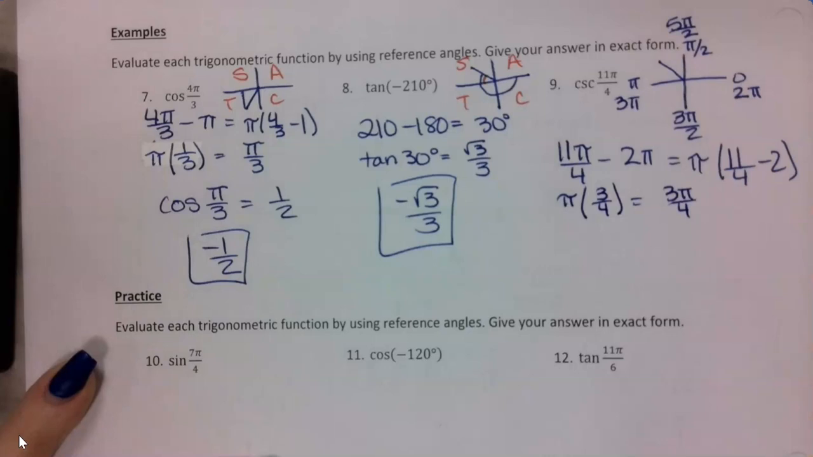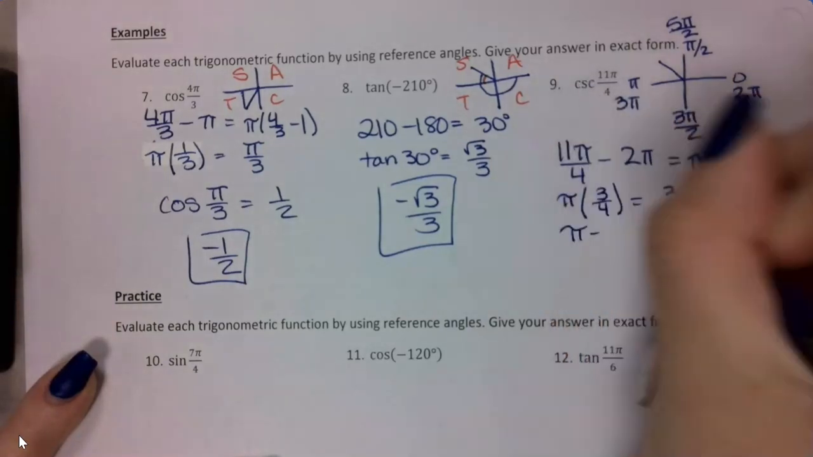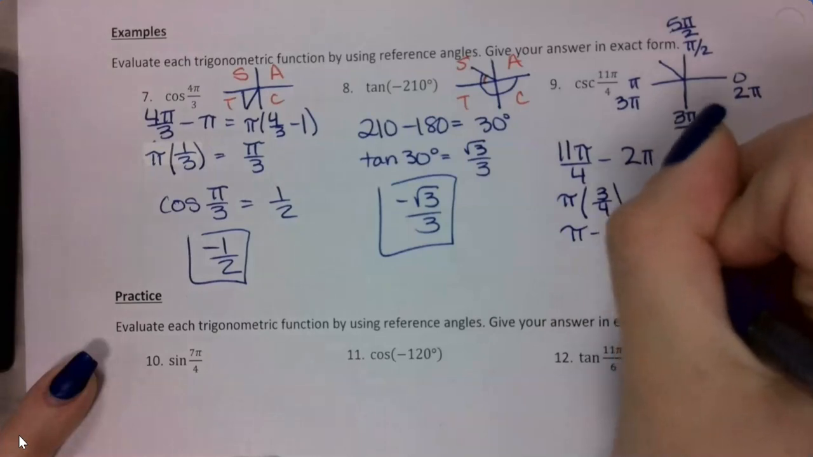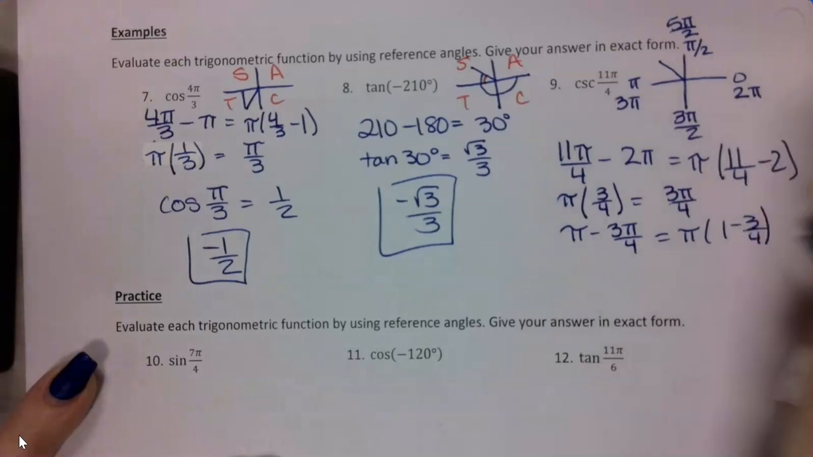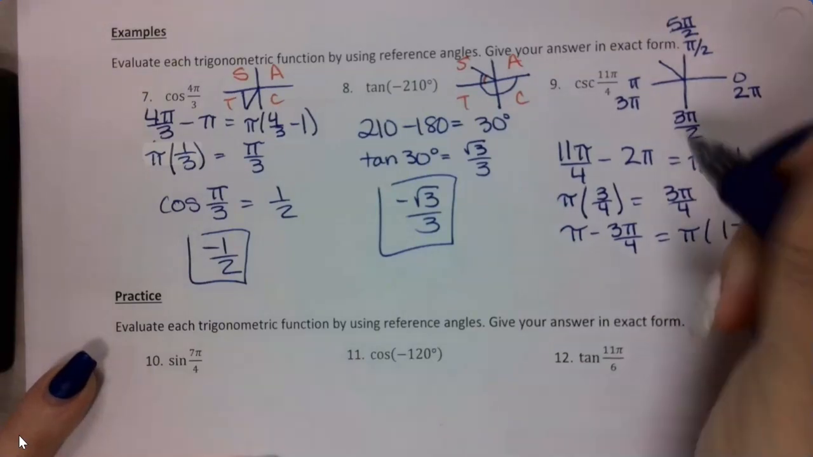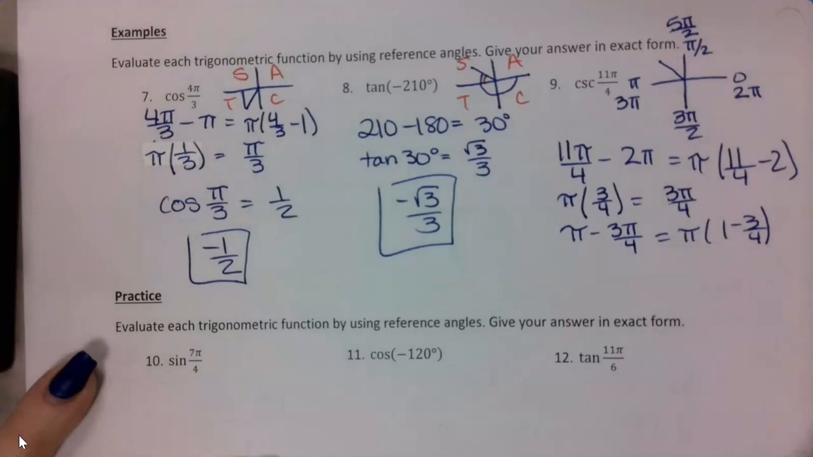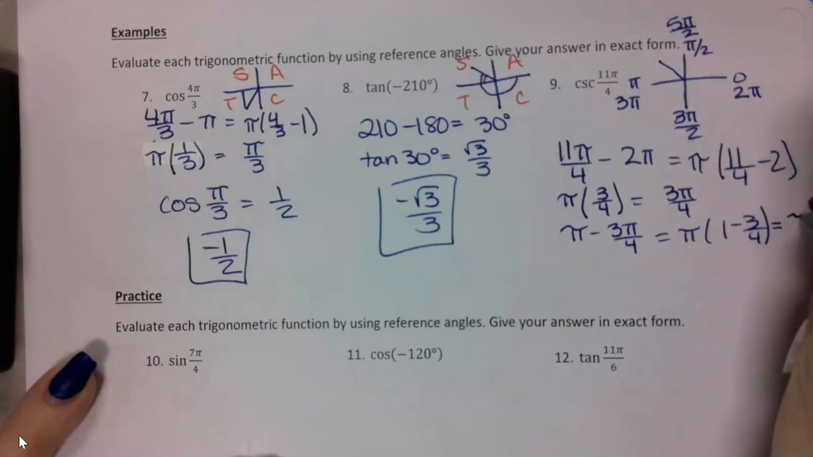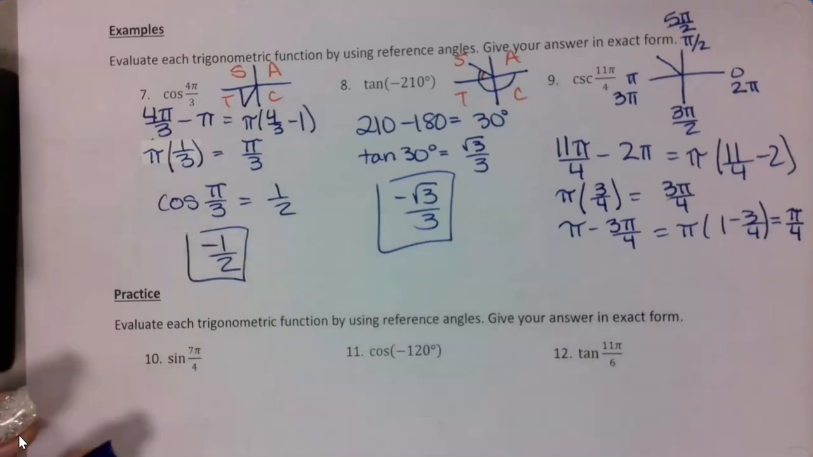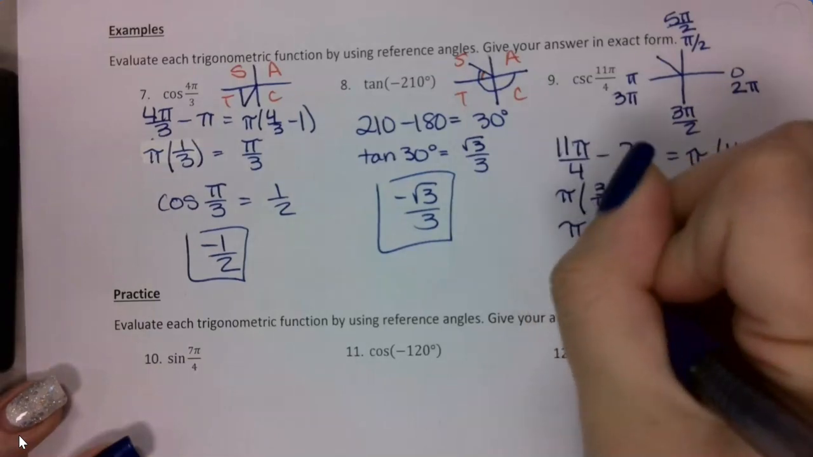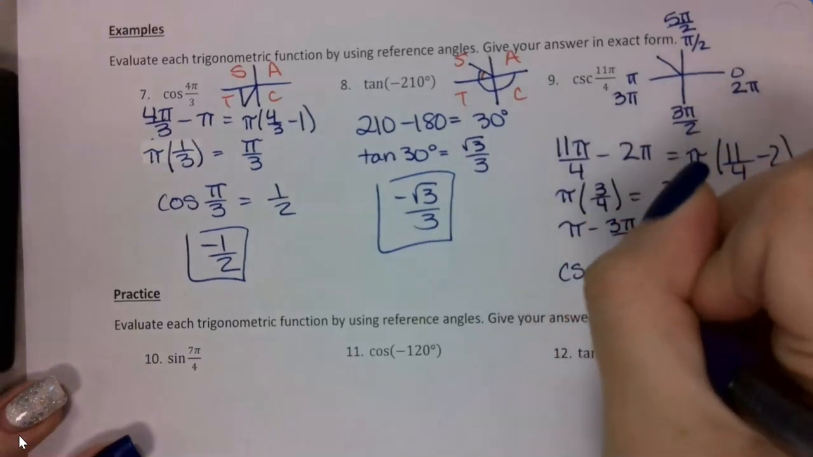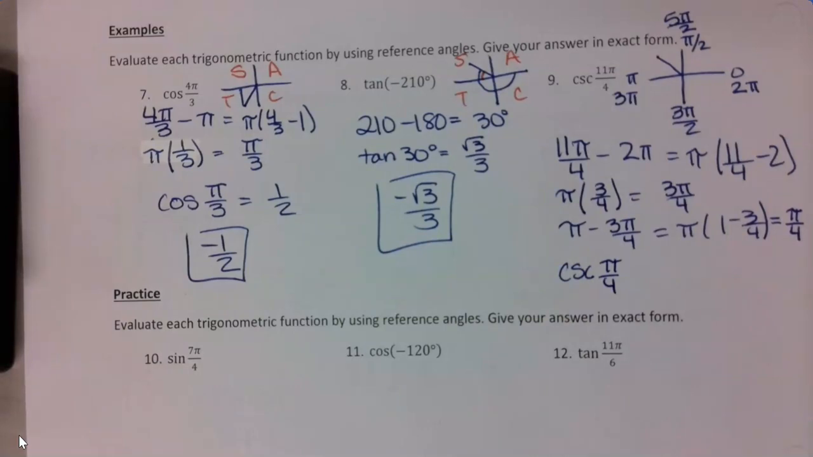And then now I can use my rule. So I'm going to use pi minus 3 pi fourths, which if I pull out pi again, 1 minus 3 fourths is 1/4. So then I'm really finding cosecant of pi fourths. Cosecant is the reciprocal of which one?